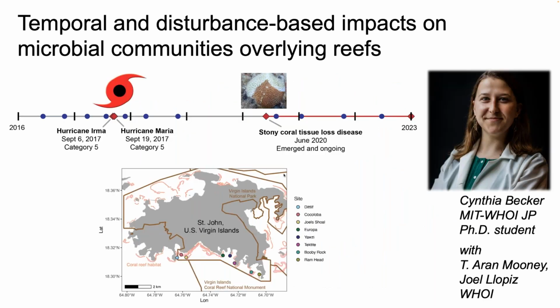One of the studies that Cynthia Becker has been working on is going on these reefs every time we're there, taking water samples and looking at the microbes using the taxonomic microbiome-based approach. So the timeline you're seeing here in blue are all the opportunities that we sampled, and then we were able to capture samples before and after the hurricanes Irma and Maria that came through, as well as once stony coral tissue loss disease unfortunately emerged in that ecosystem. So this is a fairly unique sort of natural-based experiment that we're excited to hopefully share soon some of the things that we're learning in St. John.